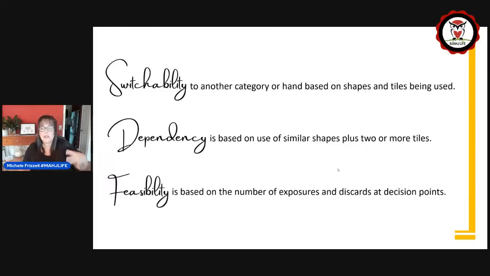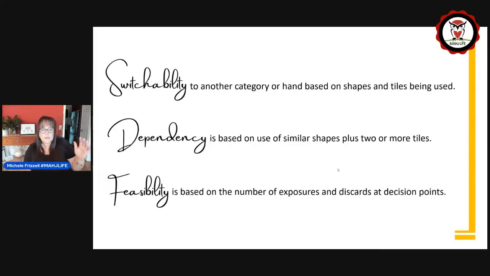you're going to have the greatest flexibility during the Charleston because you're not committed based on exposures. But once you start playing the game, picking and discarding tiles, and you have an exposure, you're going to need to work that into your ability to switch to another hand. So the feasibility is going to be based on the exposures that you have, the exposures other people have, and the tiles that have been discarded.